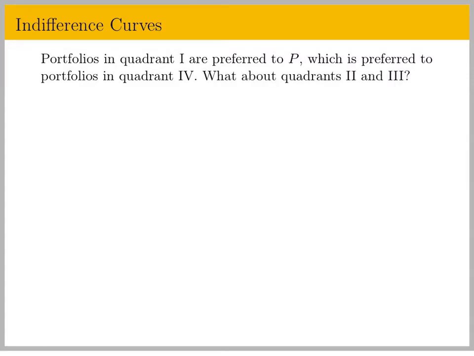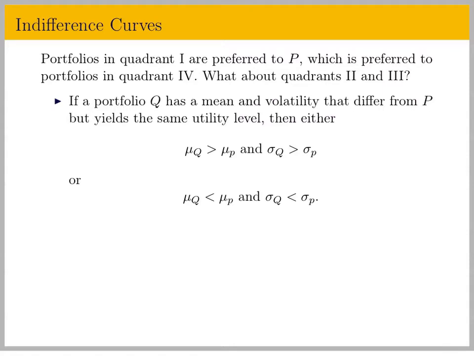Now what about quadrants 2 and 3? Well, it turns out there's some ambiguity. Let's suppose that there's some portfolio Q that has a different mean and volatility than the portfolio P, but that portfolio Q yields the same level of utility as P. Then one of two things must occur. If Q has a higher mean than P, then sigma must also be greater.